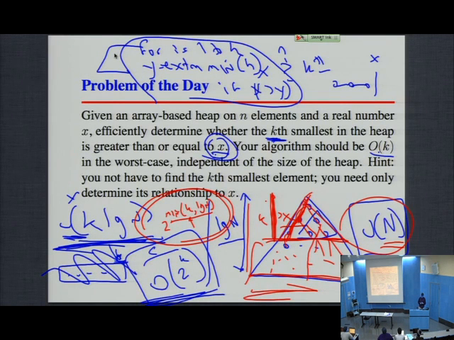So I know that you know that the size of the heap is n. It's fair to say I'm telling you it's got n elements in it. So it's fair to say you know what n is, you know what k is, you know what x is. And now you want to look for it.